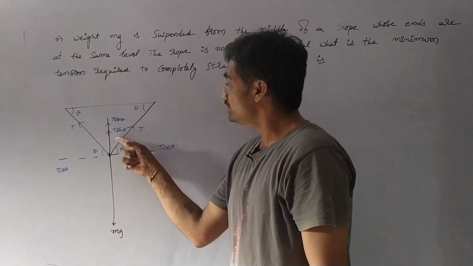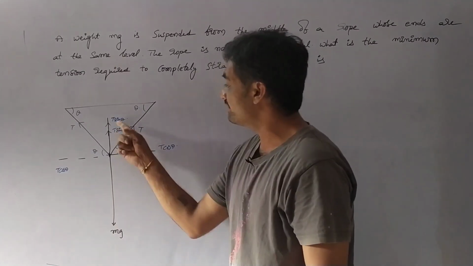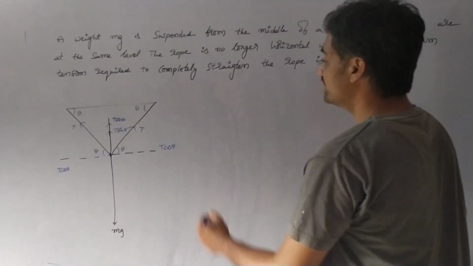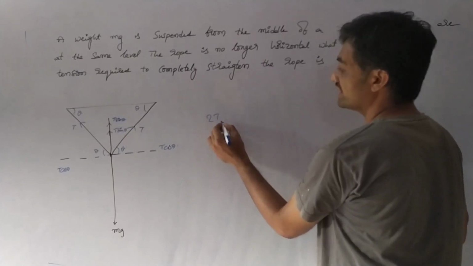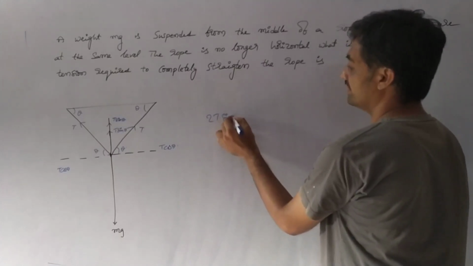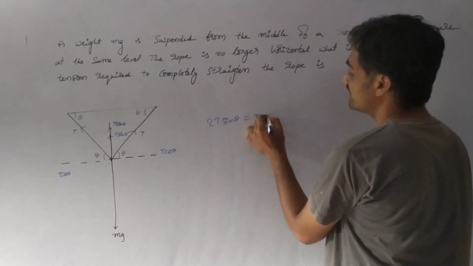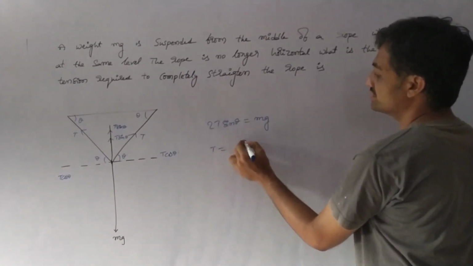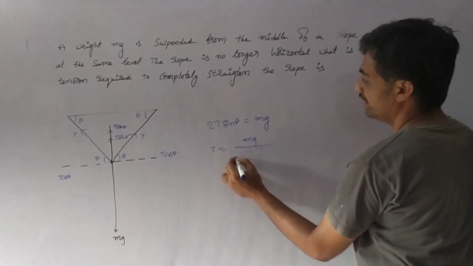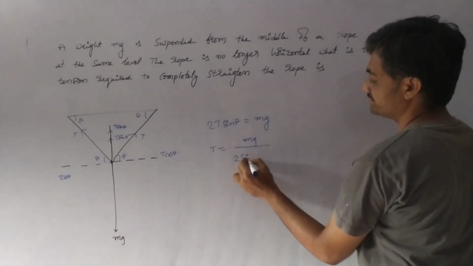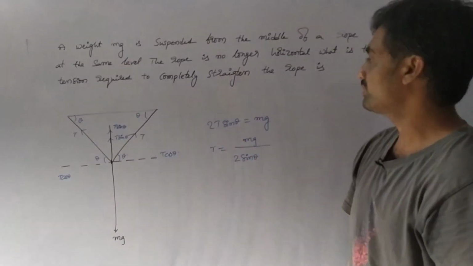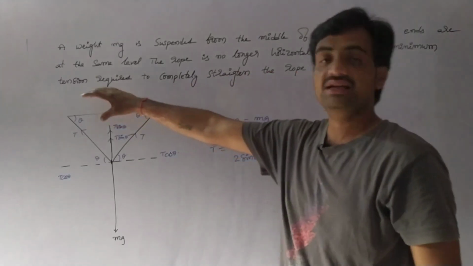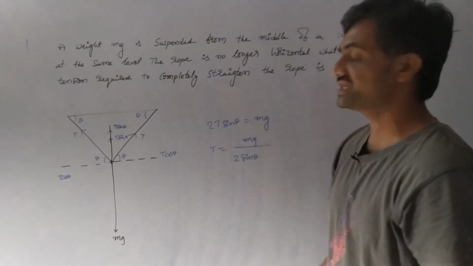So here, as tension is being resolved into components, observe that T sin theta plus T sin theta, this 2T sin theta, is being balanced by the weight mg. If we write the balance equation, we can write it as 2T sin theta equals mg. From this, tension T equals mg by 2 sin theta.